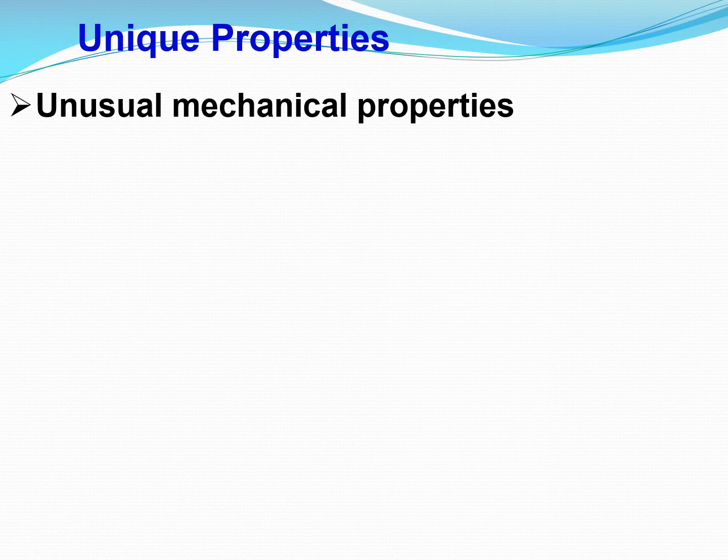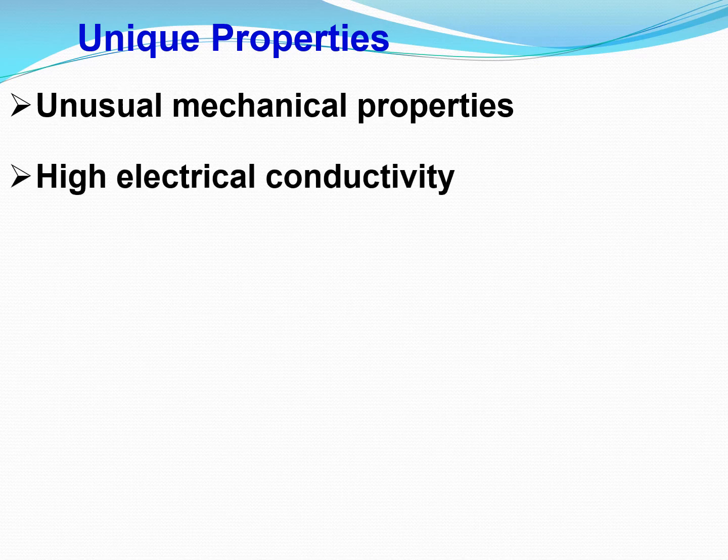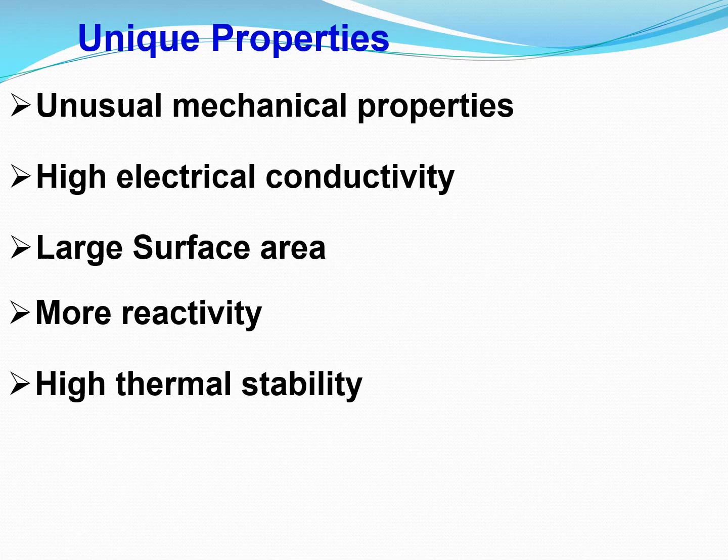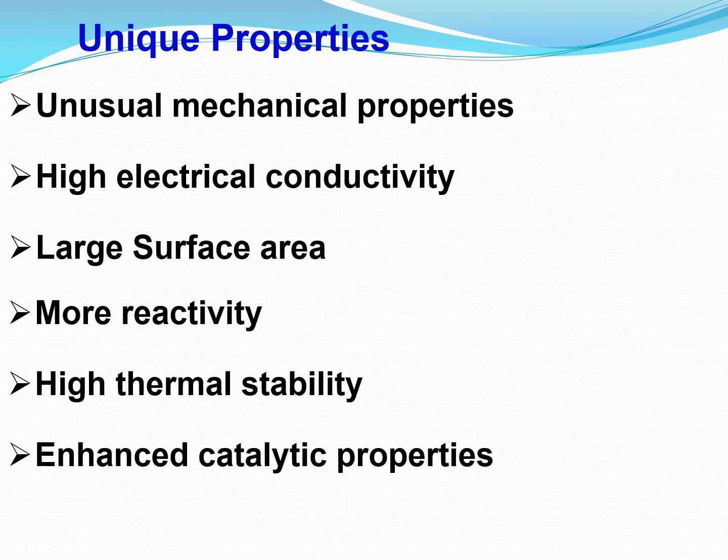What are the unique properties of nanomaterials? The most important property is that they have unusual mechanical properties. Mechanical property means something like tensile strength. So unusual tensile strength. Then high electrical conductivity, for example, carbon nanotubes. They are found to have very high electrical conductivity. Large surface area: when the particle size decreases, surface area automatically increases. More reactivity: nanomaterials are very reactive. They can combine together to give a micromaterial. And high thermal stability. So these are some of the unique properties of nanomaterials. Again, enhanced catalytic properties. Since they have large surface area, they can be used as good catalysts.